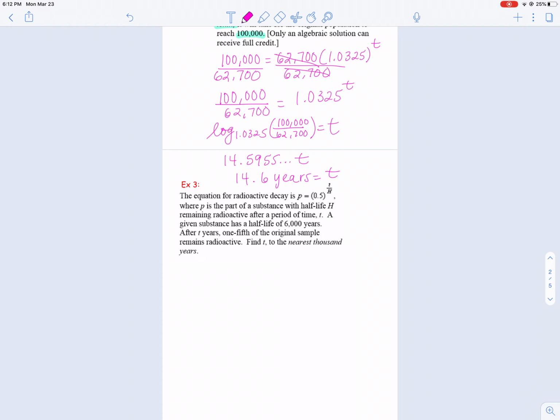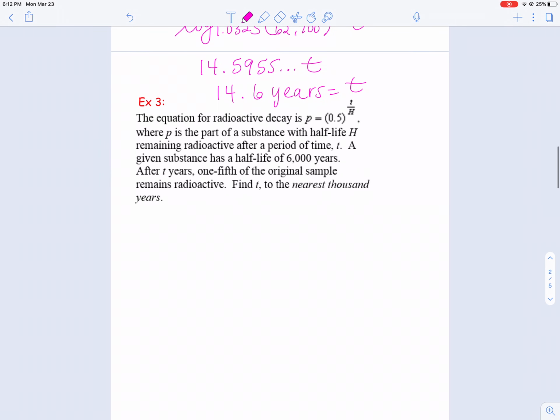Okay. In number 3, we are talking about radioactive decay. They're giving you this half-life formula. And they say if a given substance has a half-life of 6,000 years, after t years, so this is important information. They're telling you your half-life, that's your H, is going to be 6,000 years. After t years, 1/5 of the original sample remains radioactive. Find t to the nearest 1,000 years. Okay, nearest 1,000 years. So not thousandth, 1,000.